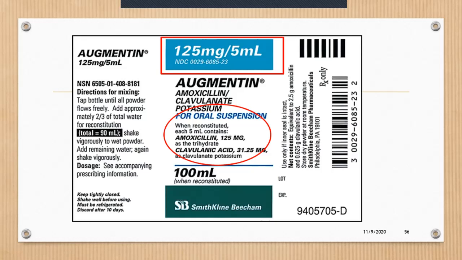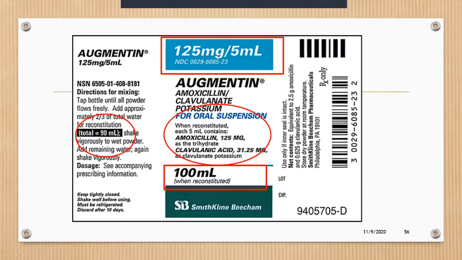So it's not listed there, but if we look here in the circle, we see what is the amount of each of these components in every 5 mL. We also need to determine the amount of diluent that needs to be added according to the manufacturer to obtain the volume of 100 mL. So we recognize we need 90 mL of purified water to be added to the powder to reconstitute it to a 100 mL suspension that will contain 125 milligrams per 5 mL.